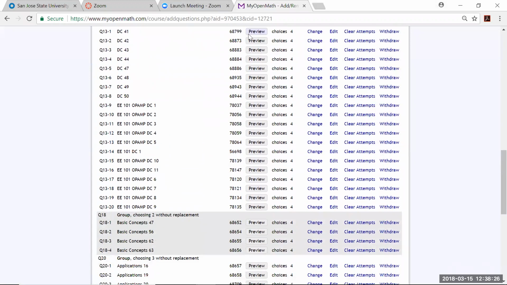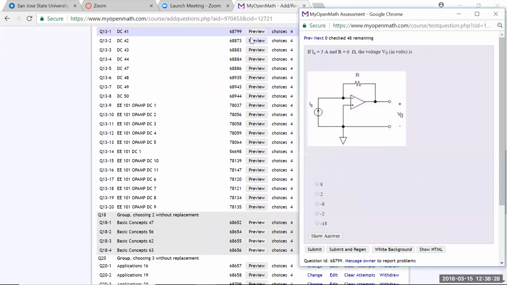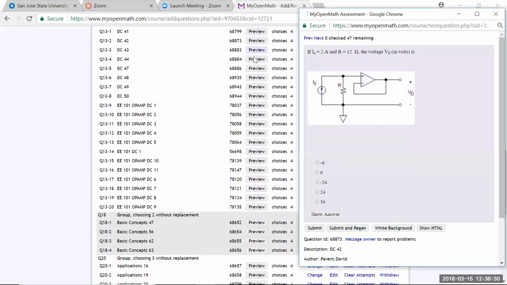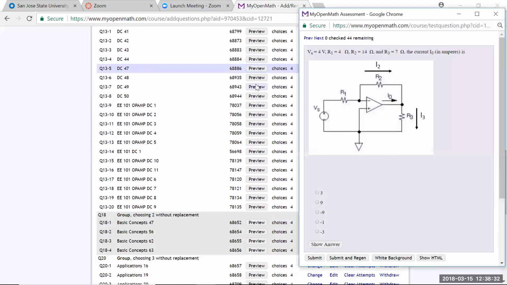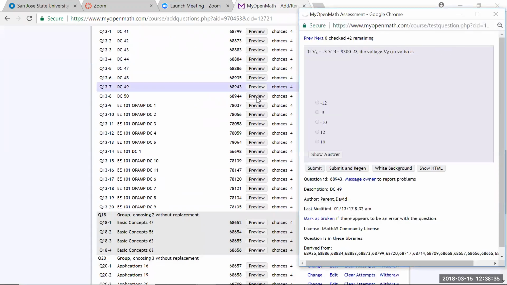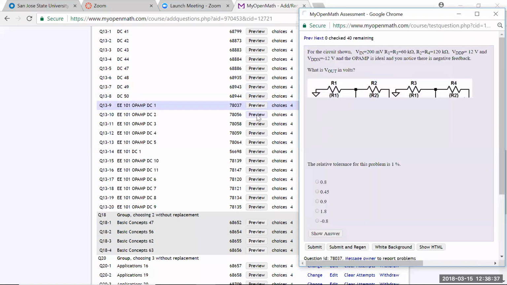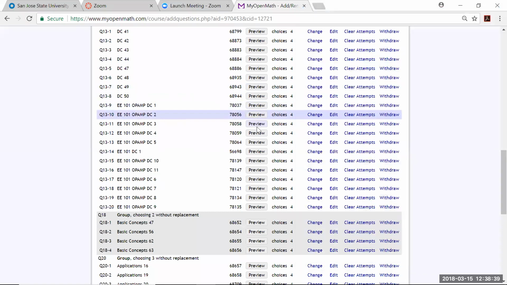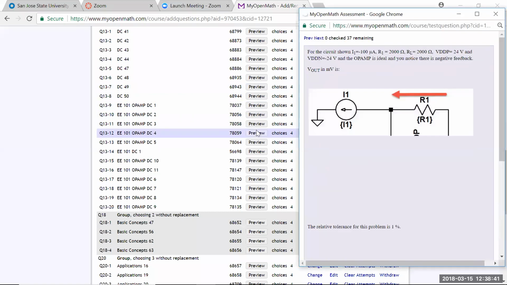So let's just go through. All right, that's an op-amp, op-amp. Okay.